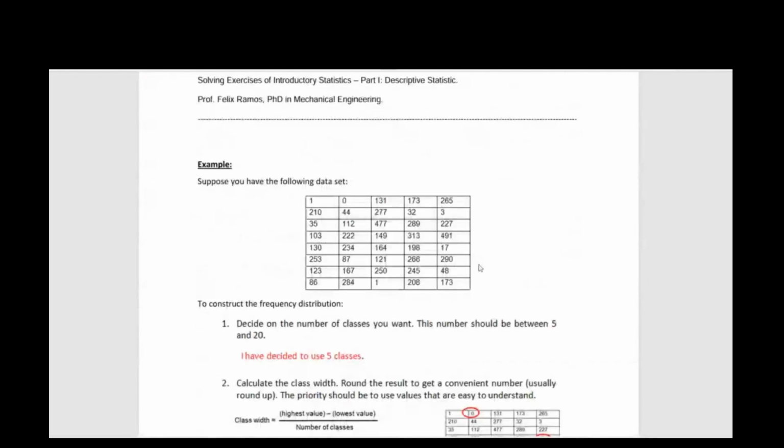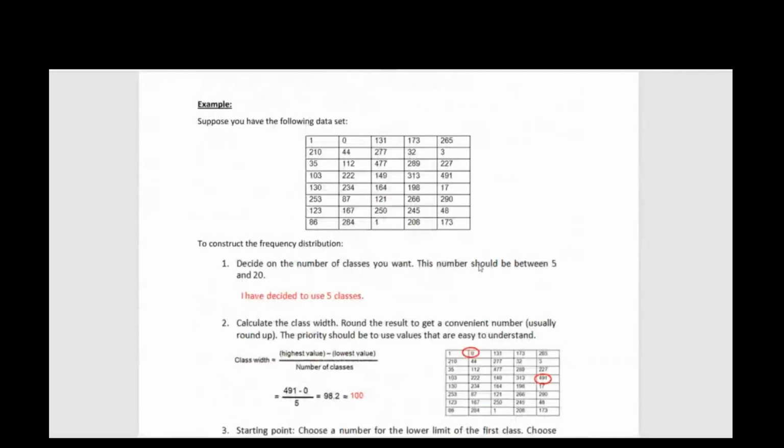Example, suppose that we have the data set given. As you can see, this data set is not in order. So we have this set of data that contains 5 columns and 8 rows, so it's 40 entries basically. And then we want to construct the frequency distribution for this data set.